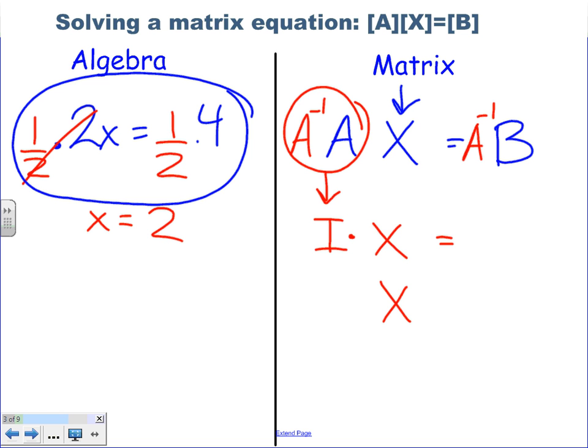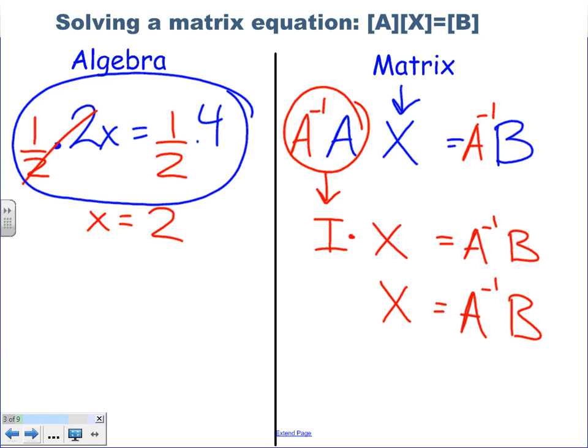And notice I put it in front of B because the left side was left to right, so the right side has to be left to right. So then x is equal to A inverse times B. Since the identity times x just equals x, our final answer will be A inverse of B.